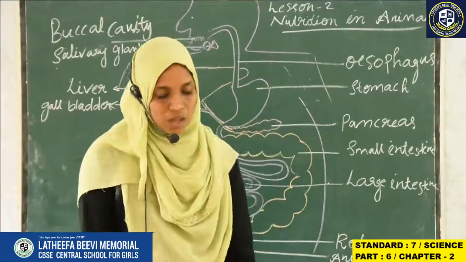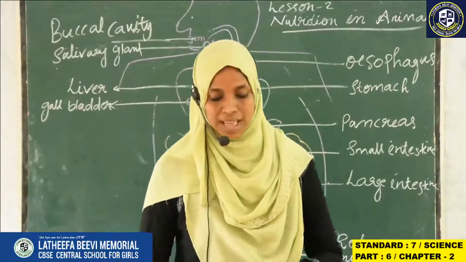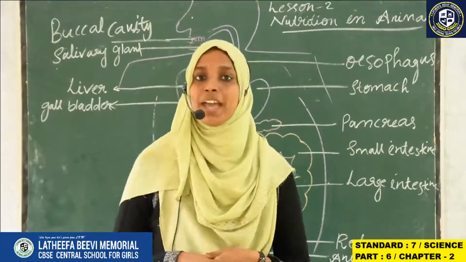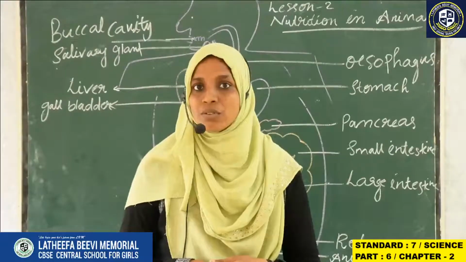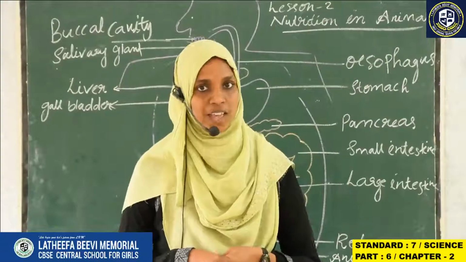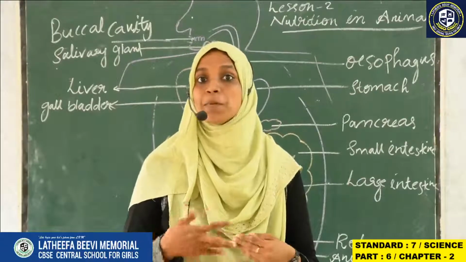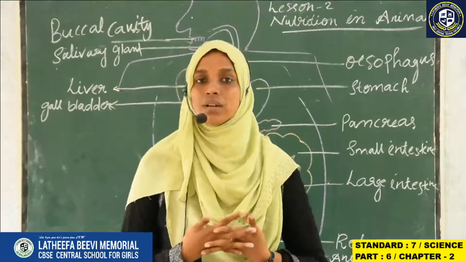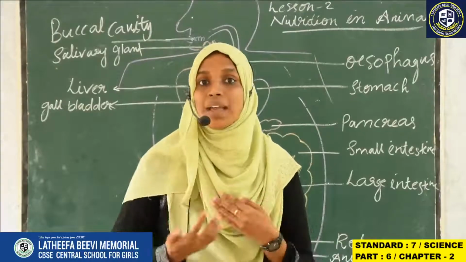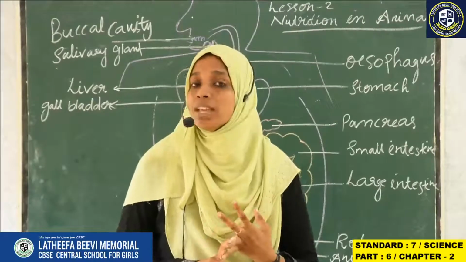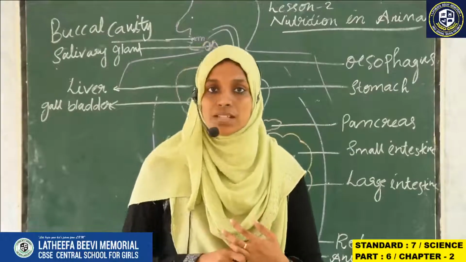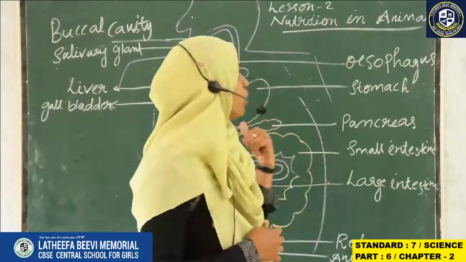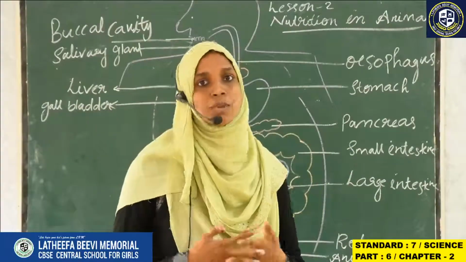In chapter 1, we have learned that plants can prepare their own food by the process of what? Through the process of photosynthesis. But animals and human beings cannot prepare food by themselves. So in this chapter we are going to learn about nutrition in animals. Animals means including us.